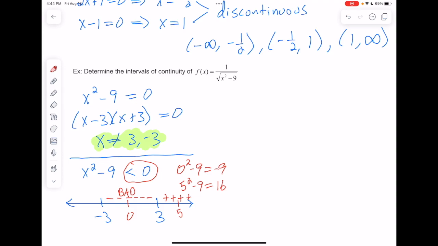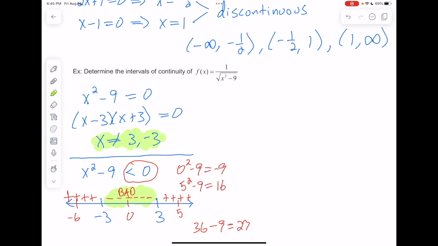What if I plug in a number like negative 6? Then I'd get 36 minus 9, which is 27, which is positive. So all of that's fine. So the bad part is in between negative 3 and 3, but 3 and negative 3 are also bad. So those cannot be part of the intervals where we have continuity. Everywhere else should be fine.